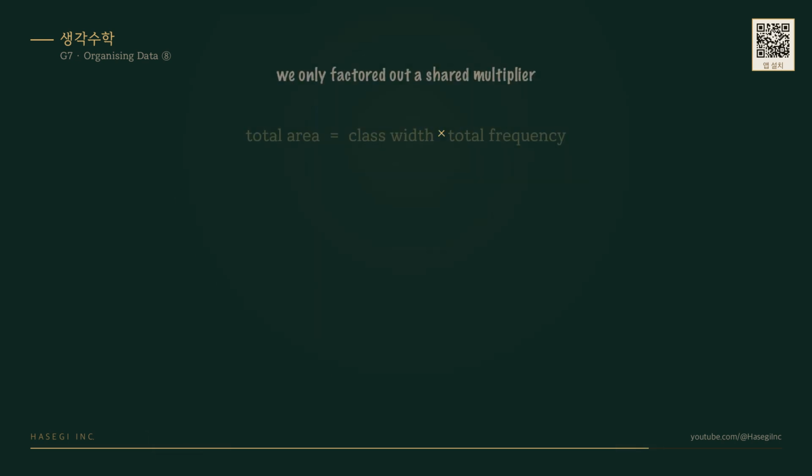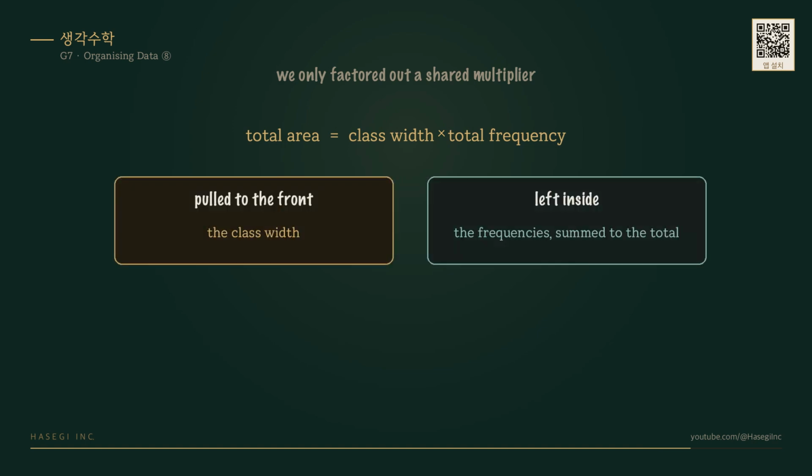So all we did was factor out a shared multiplier. The class width comes out front, and the frequencies collapse into the total, leaving a product of two numbers.